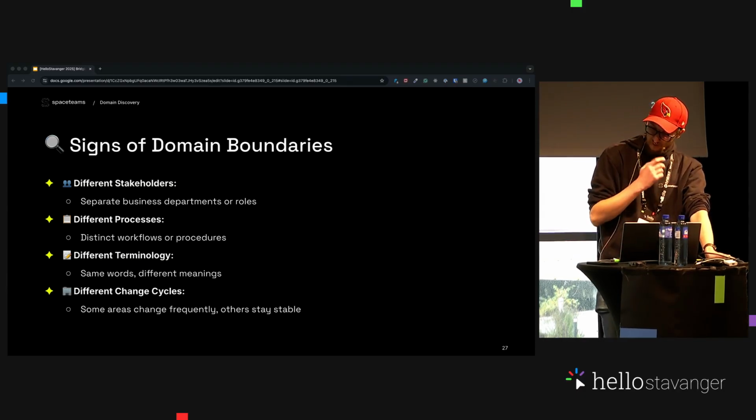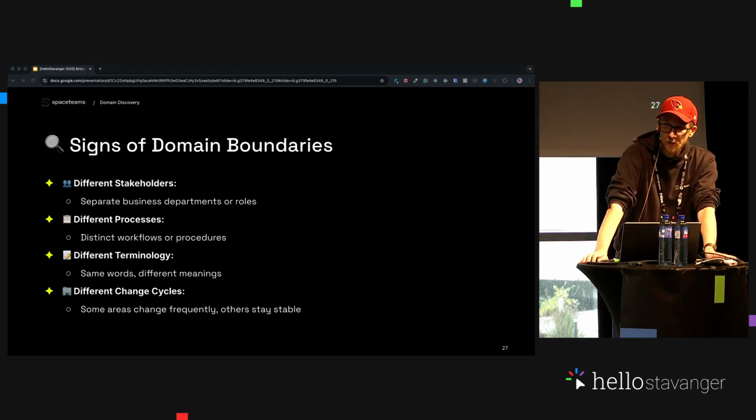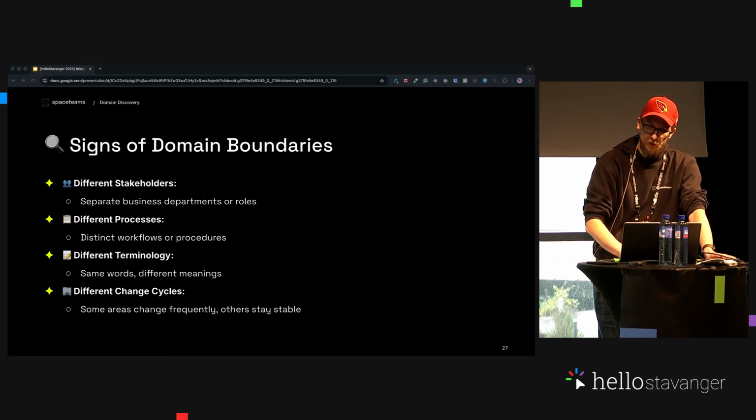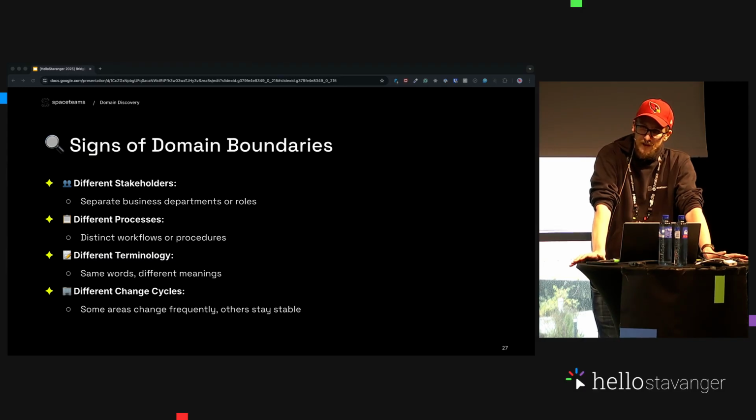Profile features get requirements from HR and identity teams, for example. Orders features come from sales and fulfillment teams. And preferences features are driven, for example, by UX and customer support. So we have different people caring about different parts. That's a natural domain boundary here. And then different processes. For example, user registration follows a completely different workflow than order processing, right?